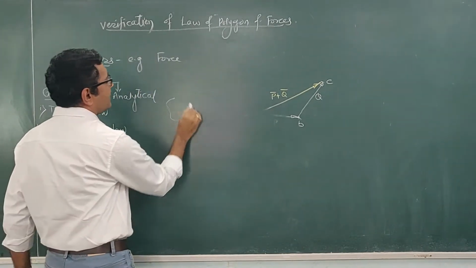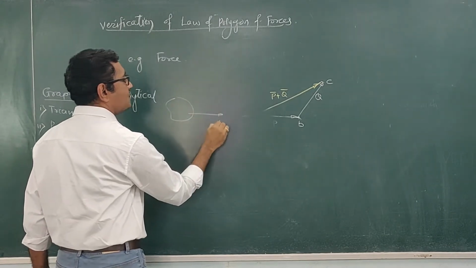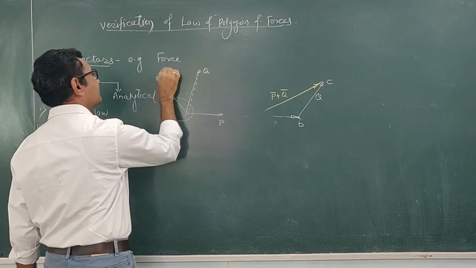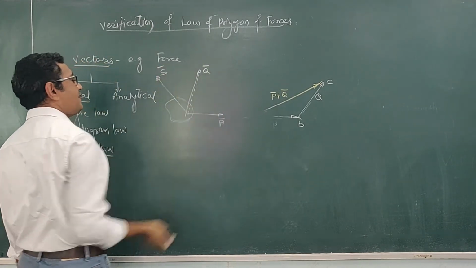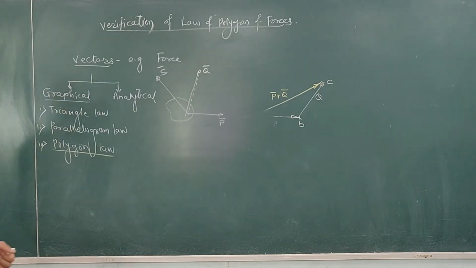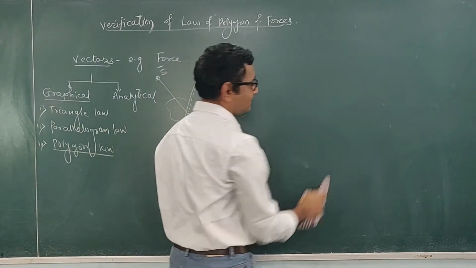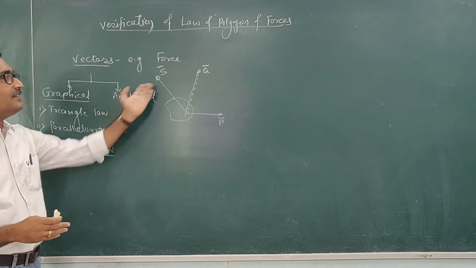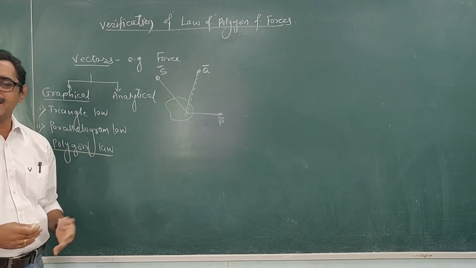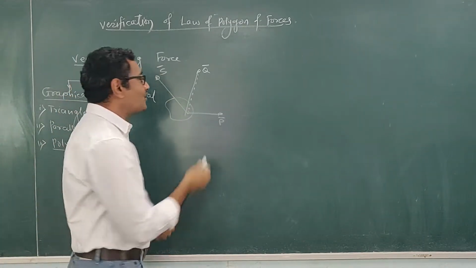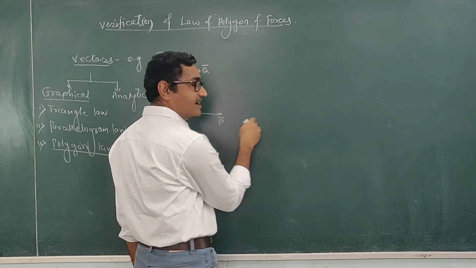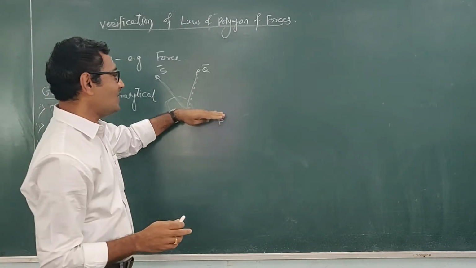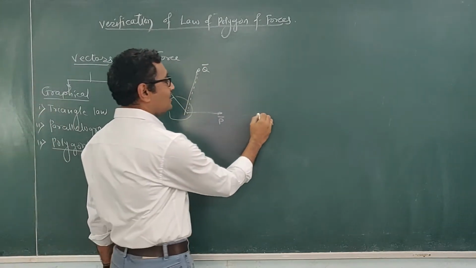In polygon law, suppose there are a number of vectors. Suppose this is P, this is Q, and this is S. These are the three vectors. We know their magnitude as well as direction, and we have to add these three vectors graphically. For that we use the polygon law. Now what does the polygon law state? It states that when a number of vectors are there, to add them you have to represent these forces graphically as the sides of a polygon taken in order.